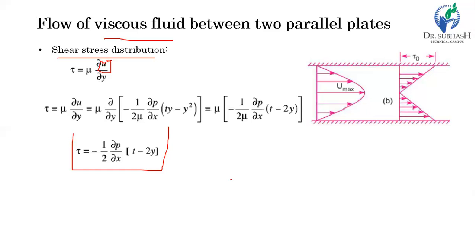So that is all for today, friends. We have discussed viscous flow between two parallel plates which are fixed, with no movement between the plates. For that we have derived the velocity distribution and shear stress distribution, and seen the graphical representation of both.